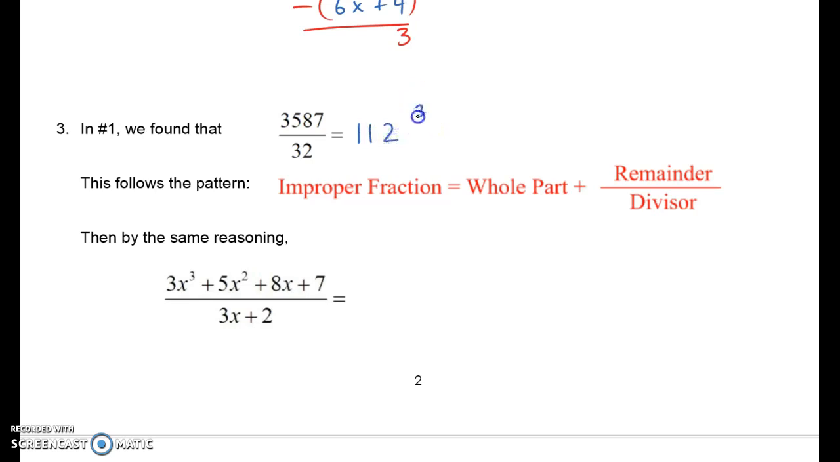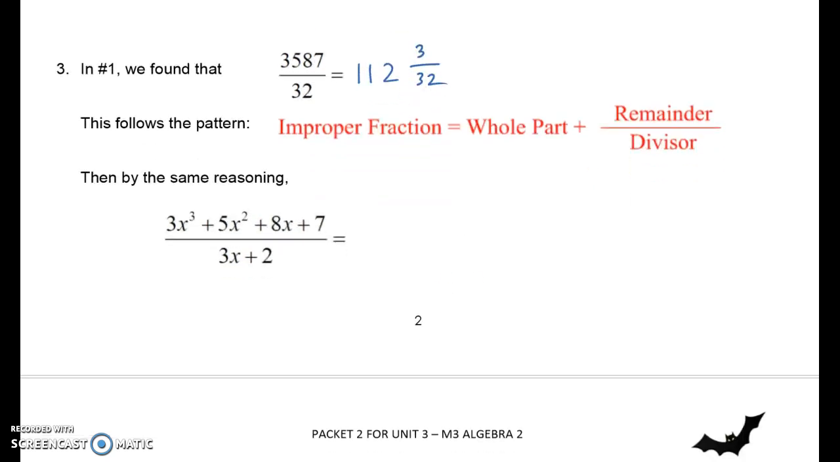So just to recap what happened here, when we divided the 3,587 by 32, we got 112 and a remainder of 3/32. Now, if you compare those problems, do you see the 3, 5, 8, 7, and the 3, 2? They're actually the same problem, except instead of having a thousands place, a hundreds place, a tens place, and a ones place, we had an x cubed, an x squared, an x to the first, an x to the 0.